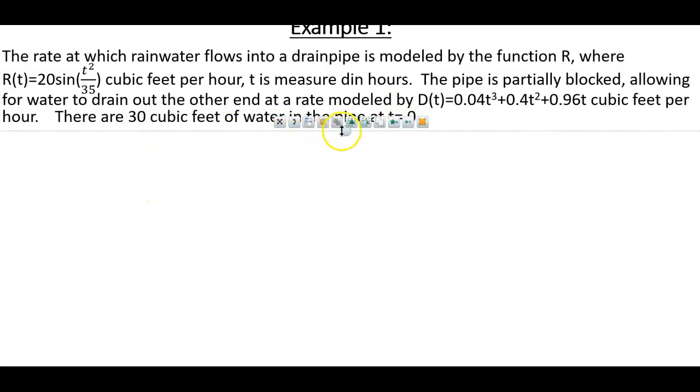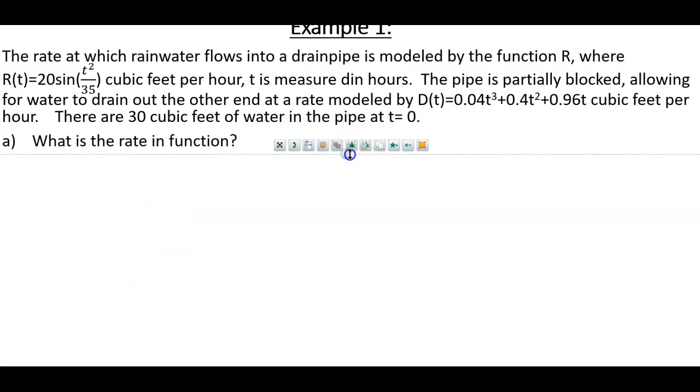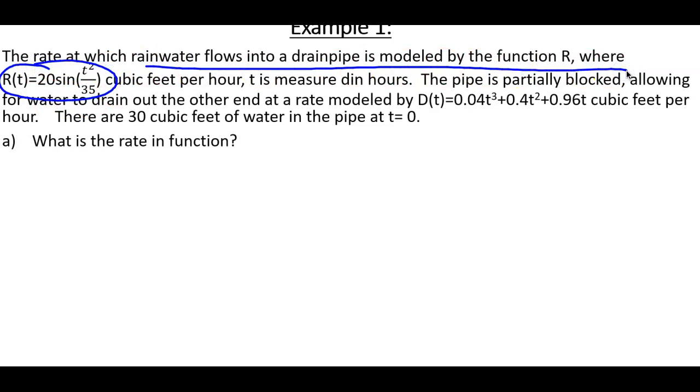And so our first question is to identify what is the rate in function. We have two functions up there. One of them's a rate in and one of them's a rate out. Which one is a rate in? Well, hopefully you could tell it's this one, because that tells us that rainwater is flowing into the pipe at that rate. So this is how quickly the water is going into the pipe. So I'm just going to put R.